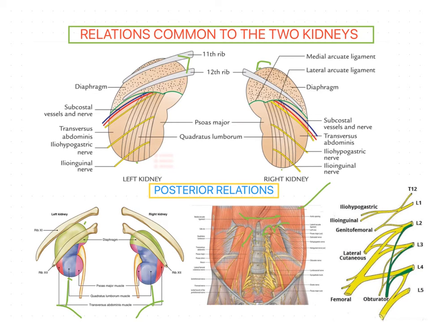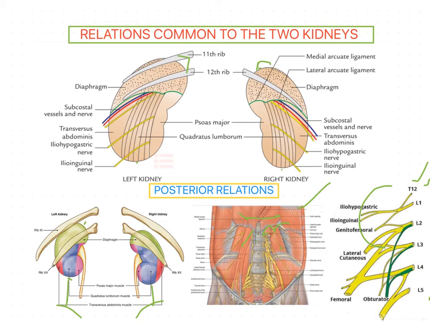The lumbar plexus extends from T12 to L5, but the kidneys are located from T11 to L3. Most of the nerves present between T12 and L3 are related to the kidneys. Some of the subcostal vessels and nerves are also related at this level, and the muscles on the posterior aspect are related to the kidneys only at this level, from T11 to L3.